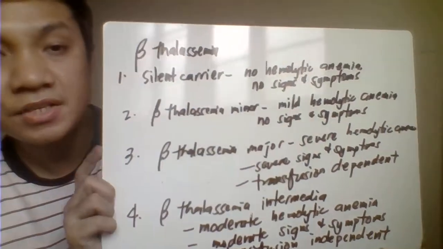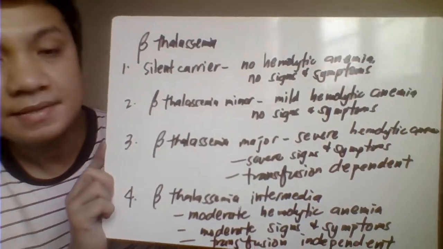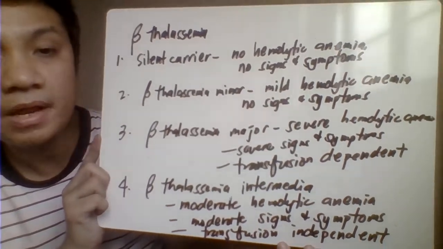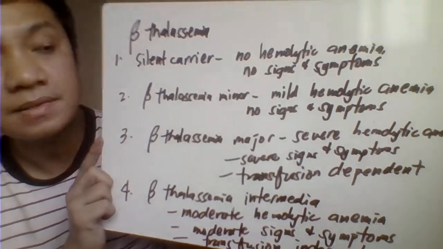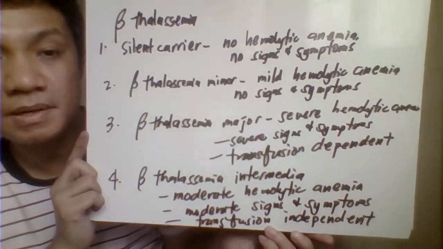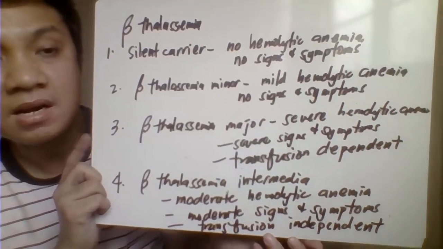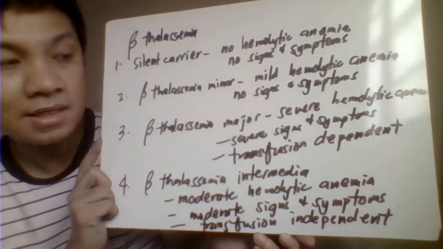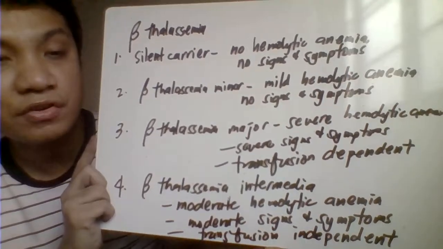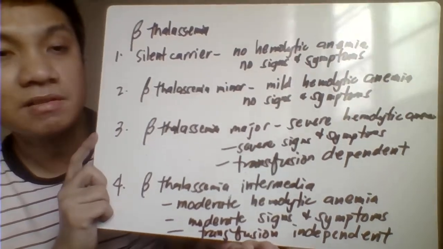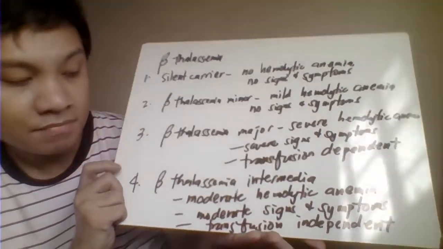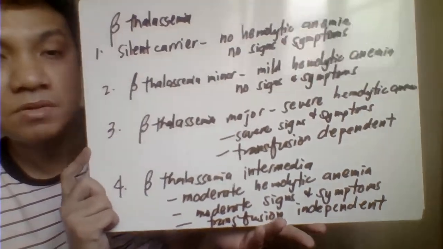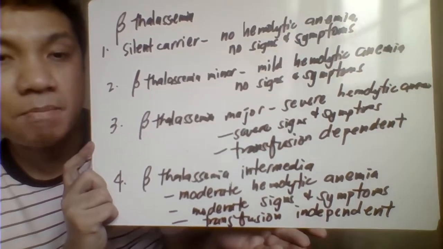Okay, then we have your classification of your beta thalassemia. So we have your silent carrier, wala siyang hemolytic anemia, walang signs and symptoms. Your minor would have mild hemolytic anemia, no signs and symptoms. Your major is characterized by severe hemolytic anemia, severe signs and symptoms, which is transfusion dependent. So pag sinabing transfusion dependent, the life of the patient would be highly dependent on the transfusion. The patient requires blood transfusion every now and then to survive. Your intermedia, on the other hand, has moderate hemolytic anemia, moderate signs and symptoms, but that one is transfusion independent.